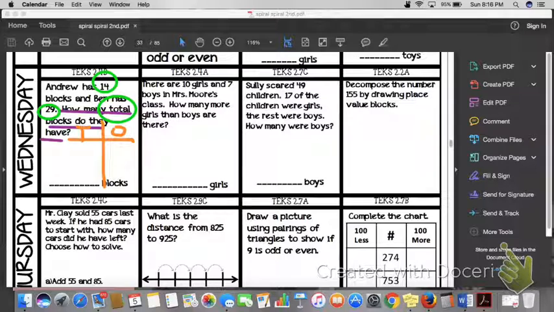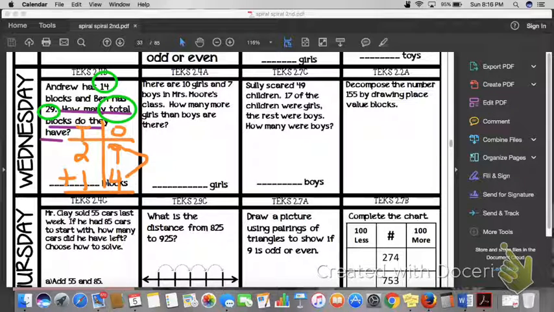I'm going to start with the biggest number, 29. I'm going to put my 9 in the ones place and my 2 in the tens place. Then I'm going to go to my 14, and I'm going to put the 4 in the ones and the 1 in the tens. And we're going to add. We are going to first add the digits in the ones place. We're going to combine the digits in the ones. So what is 9 plus 4?